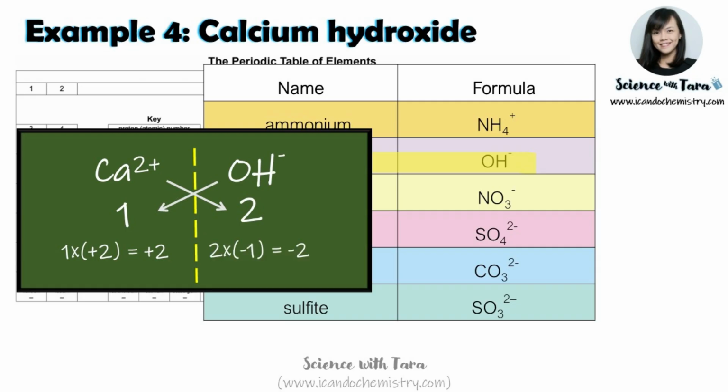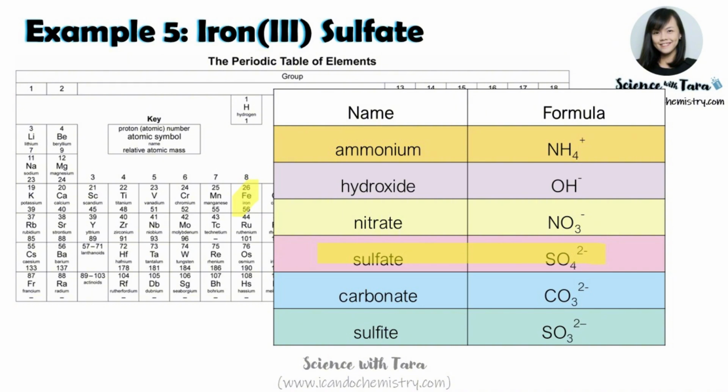So when we write the formula, we put brackets around the hydroxide ion because it's a group of atoms. Now the formula becomes Ca(OH)2. Last example, iron(III) sulfate.